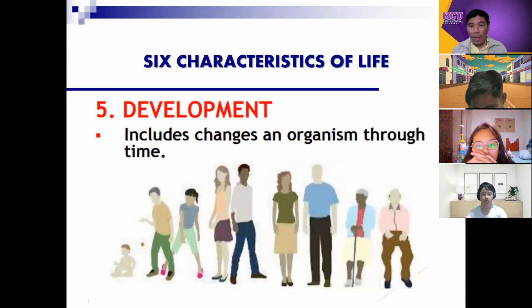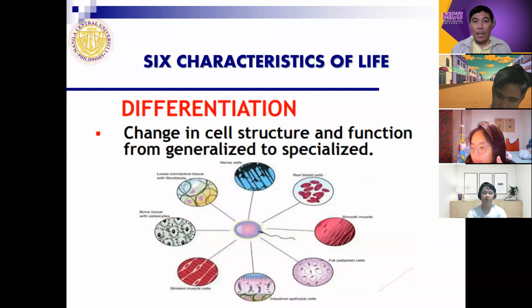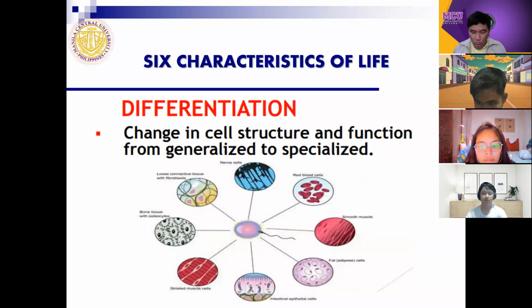Next is about development. We have been oriented that growth and development includes the changes in the organism through time. We have already explained the response of a child compared with an elder as we compare their physiologic function. And this could be correlated with how the person responds to a specific disease process. Differentiation. So, pag sinabi natin differentiation, this is the change in cell structure and function from generalized to specialized.